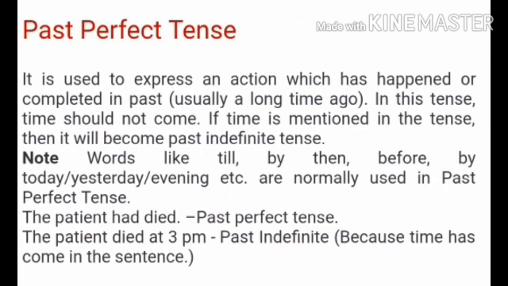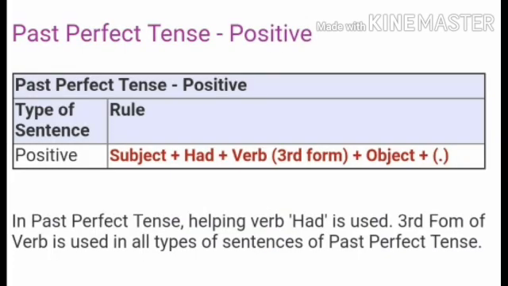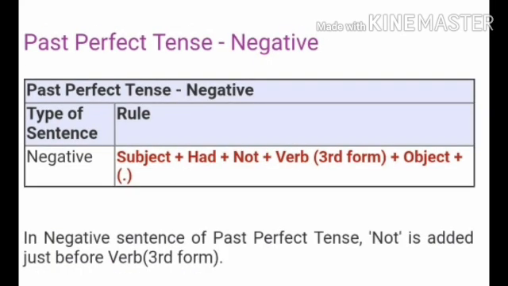Now see the formation of positive sentences of past perfect tense. We use the subject at the beginning of our sentence, and after that we have had as our helping verb. It is a very hard and fast rule in the English language that we use the third form of the verb after the helping verb has, have or had, and after the third form of the verb we use the object, and then the object is followed by a full stop.